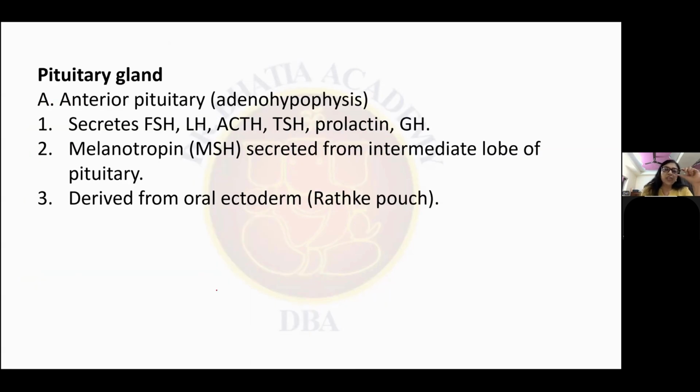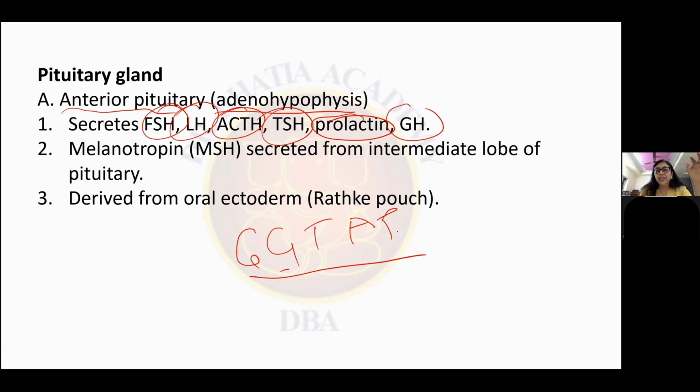Now, the anterior pituitary, or the adenohypophysis, secretes 6 major hormones, that is prolactin, LH, FSH, ACTH, TSH, and GH. Now, how do you remember them? You remember them as G, T, A, P. The GG tab, that is growth hormone, gonadotropin, TSH, ACTH, and prolactin.